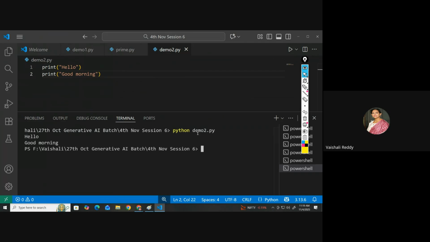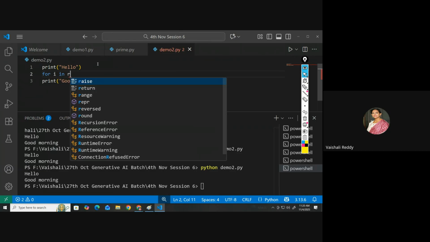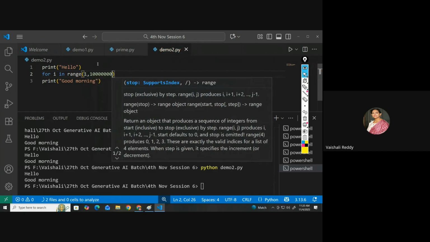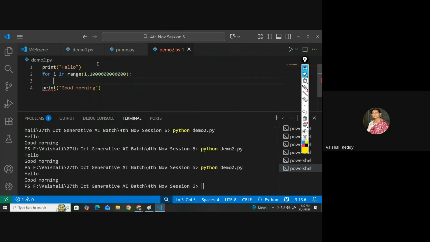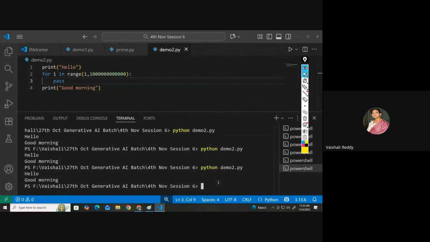So when you look at the output, can I say almost hello and good morning are getting printed at the same time? Almost the appearances at the same time. Can you see? But I want first hello to be printed, then there should be a pause, and then good morning should be printed. I want to see some gap between these two. So what I will do is apply a for loop, for i in range 1 comma, let me use a very big number, but I don't want to do anything. So I will just say pass. Time pass. You just stay stuck in a loop, take a pause.